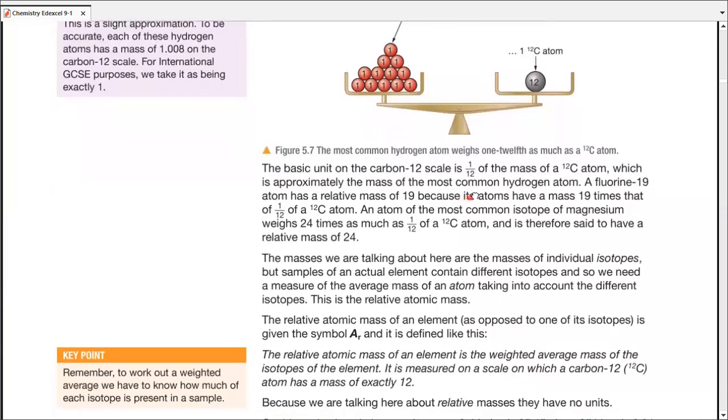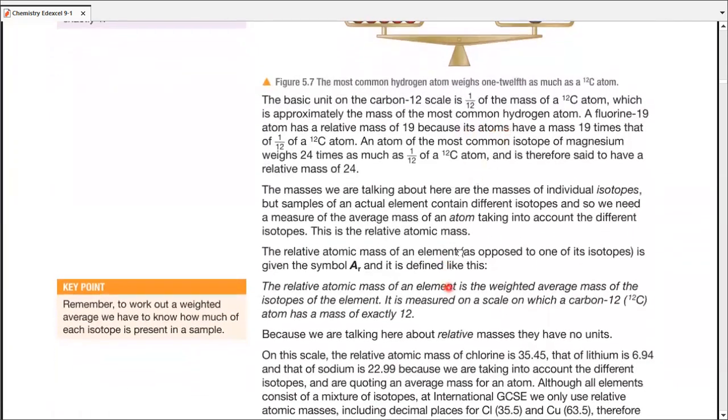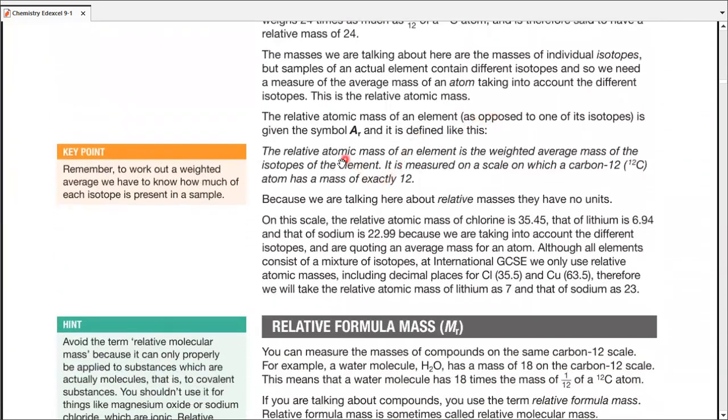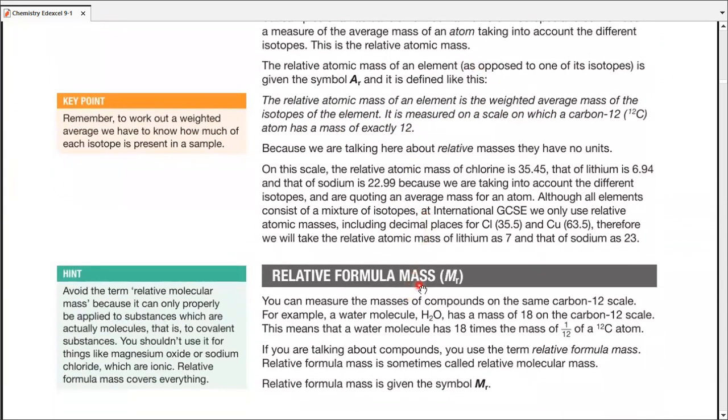So the whole numbers are really easy to use, which makes us wind up at the definition. The relative atomic mass of an element is the weighted average mass of isotopes. We generally took all the naturally occurring stable isotopes and measured them on a scale on which a carbon-12 atom or isotope has a mass of exactly 12. That's what the Ar definition was going to be.